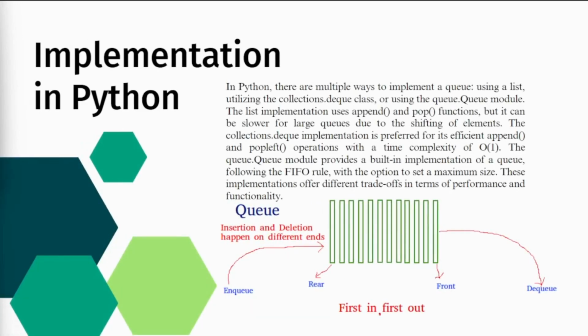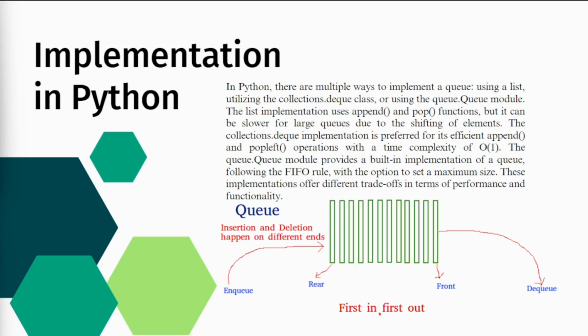Now we have implementation of queue in Python. Basically, there are multiple ways to implement a queue in Python, which are using a list, using collections.deque, and using the queue.Queue module.